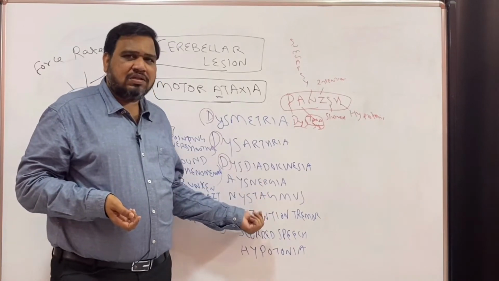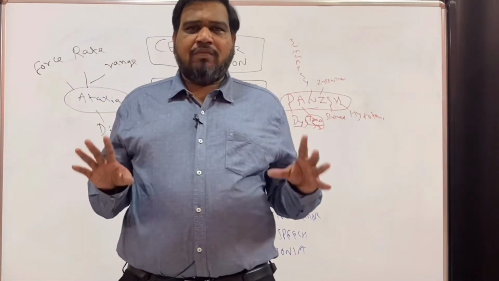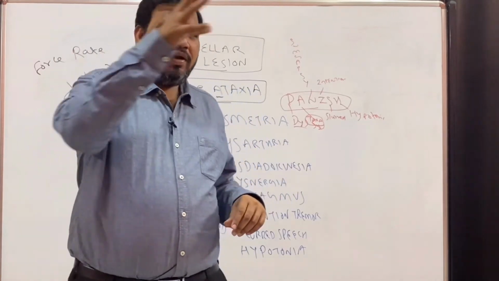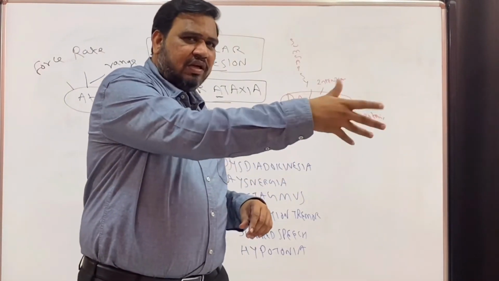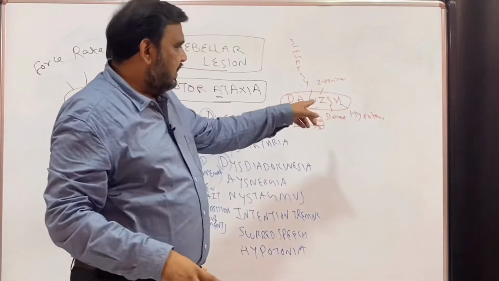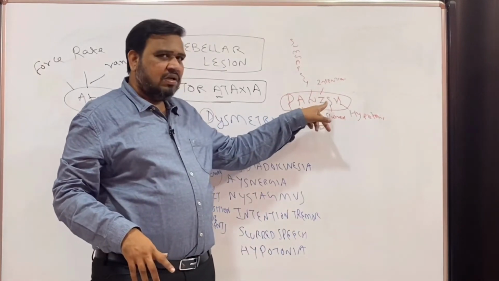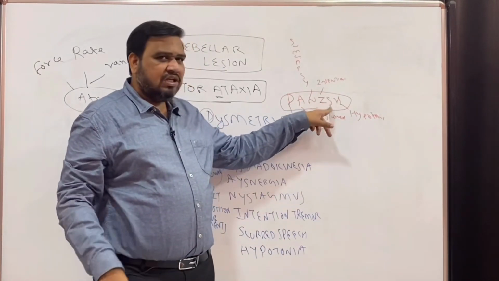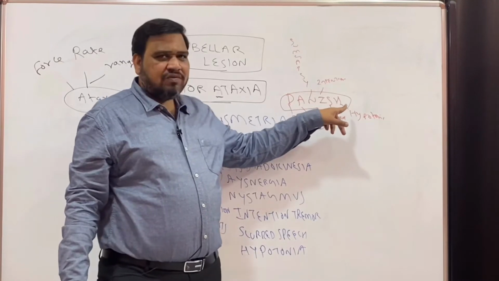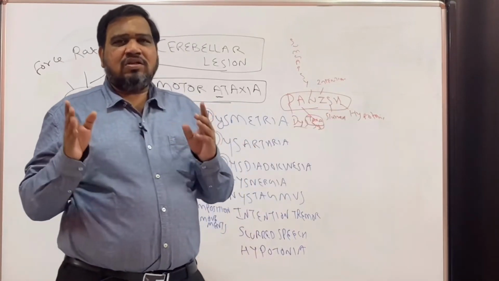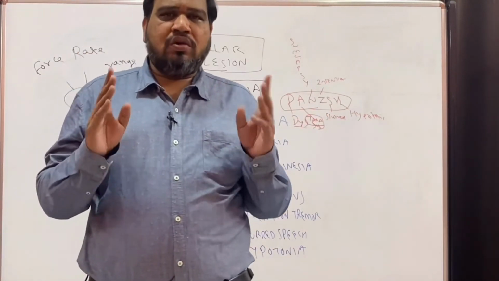Intention tremor, we already discussed. At rest, when I am not trying to do any movement, no problem. But when I am trying to pick up a cup of tea, there is an intention tremor. So N for nystagmus, I for intention tremor, S for slurred speech. And in the last video itself I told there is decrease in tone in cerebellar lesion. Hypotonia is seen.